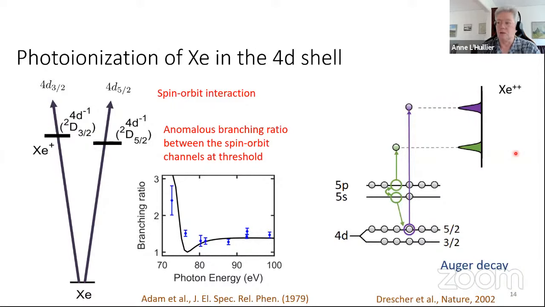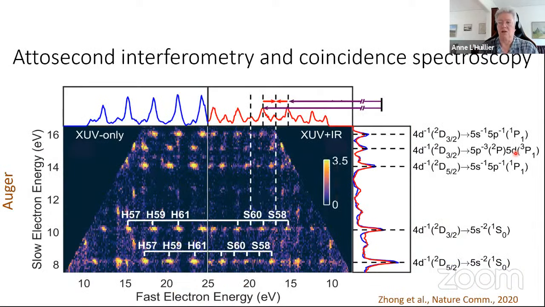So now let's do experiments. The complexity requires that we do a coincidence measurement, measuring the pair of electrons, photoelectron and Auger electron. And this is an experimental coincidence map that is obtained.